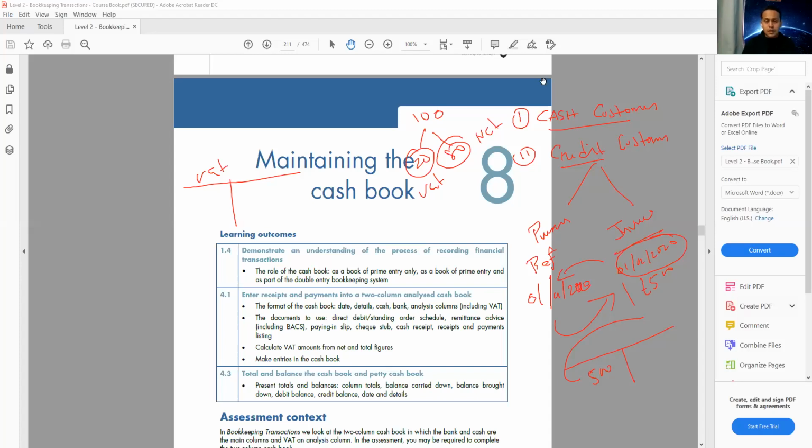All right, so let's move on to one of the examples. Our basic understanding from the cash book is that the cash book has two sides: the cash book debit side and the cash book credit side.